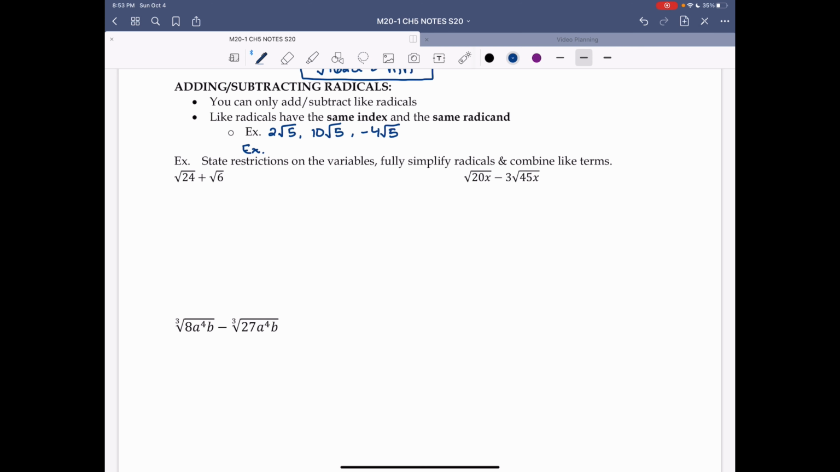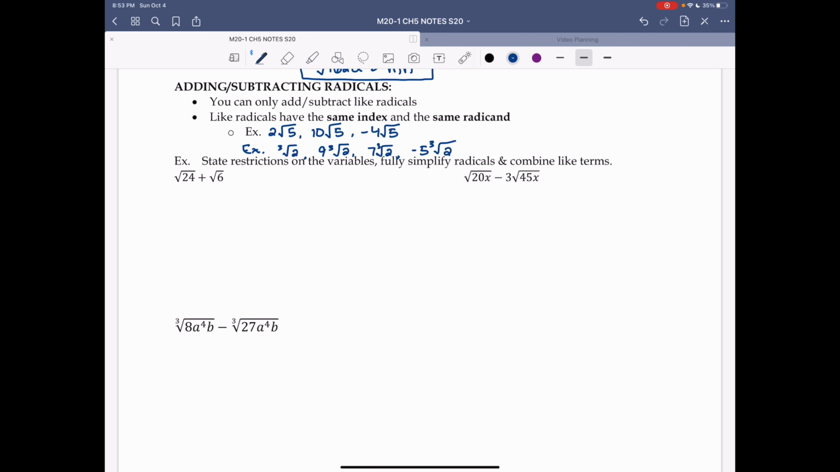Another example, the cube root of 2, 9 times the cube root of 2, 7 times the cube root of 2, and -5 times the cube root of 2. Those are all like radicals because they all have cube root 2. State restrictions on the variables, fully simplify radicals, and combine like terms.